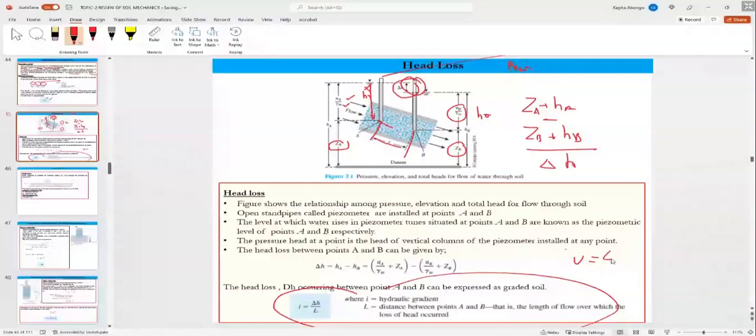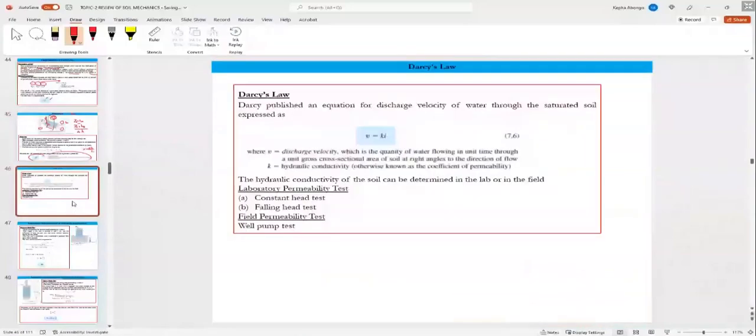Delta H over the distance between them gives you the hydraulic gradient. Let's put a couple of things together. That is Darcy's law, the flow of water through a medium. It's given by K times the hydraulic gradient, where K is the coefficient of permeability.